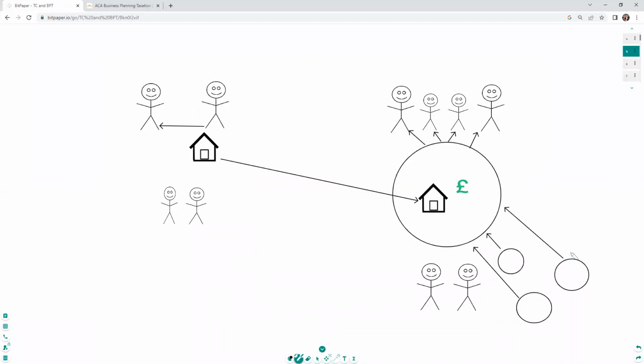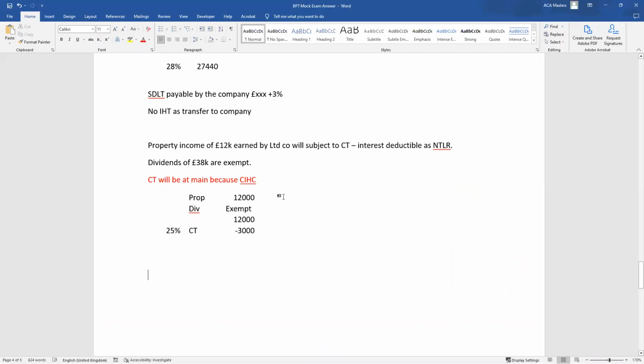So we know the company is going to receive dividends. It's going to have cash coming in from the dividends. It's going to have cash coming in from the rent, and then that's going to be paid up as a dividend. So we can say dividends received subject to income tax.